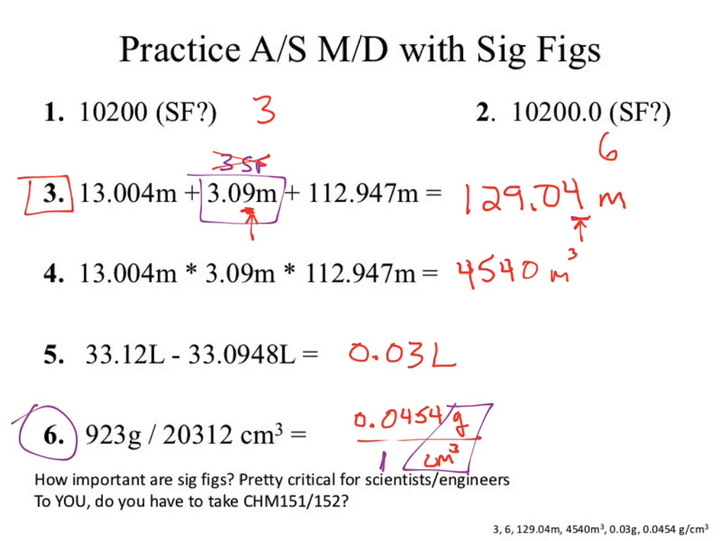How significant is the question at the bottom? How important are SigFigs? This is really, really important for scientists and engineers. For you in this class, not that big of a deal. It'll be relatively straightforward. You'll see it in the exam questions that you're being asked for SigFigs. Do you have to take 151 and 152? Then don't stress about it. Get through this class. If you do have to take 151 and 152, significant digits are much more important. You'll have to keep going back to it and keep getting kind of beaten over the head with them. Okay?